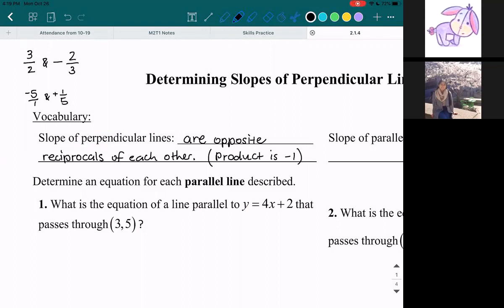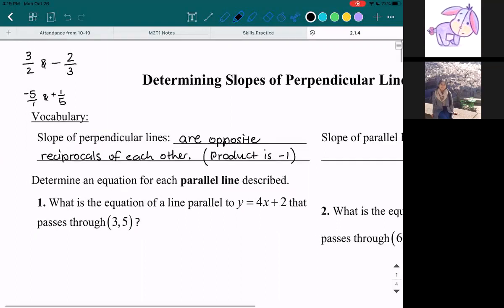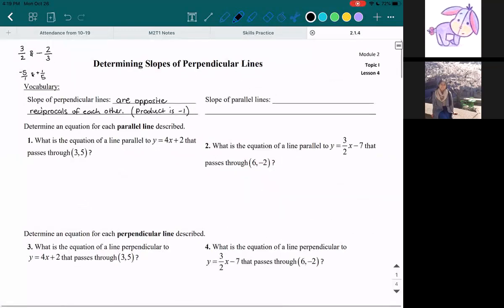All right, so that's how you would determine perpendicular slopes. We're going to put it into action later on, but for now, just know that these are the definitions. Here's some examples, write it down. Let's go to slopes of parallel lines. They are the same. It's as straightforward as that. So you're going to see what I mean in the next section where we do numbers 1 and 2. We're going to determine an equation for each parallel line described.